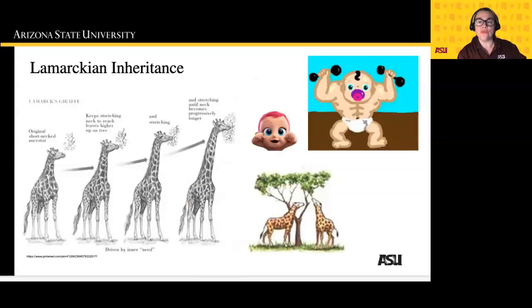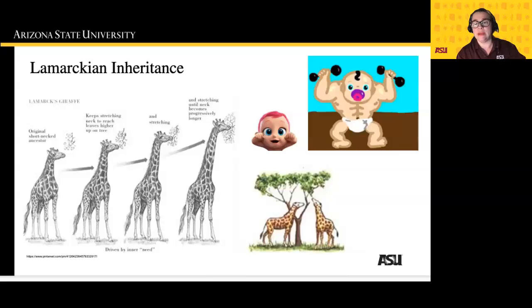Jean-Baptiste Lamarck was a French biologist in the early 1800s that proposed the evolutionary idea of acquired characteristics, also known as Lamarckianism. In his idea, he believed that traits were desirable based on a certain habitat, and those traits could be acquired during a parent's lifetime and then passed on to their offspring.